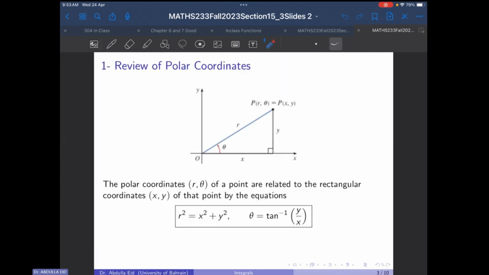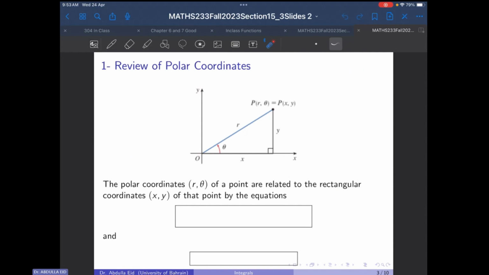Now, the equations that will be used are the same equations that we know. If we use the Pythagorean theorem, we get x squared plus y squared equals r squared. So if you know x and you know y, definitely you will know r by using this equation. Again, if you know y and x, you can use the tan inverse to get theta. So we can find the polar coordinate if we have x, y by substituting in those two equations. So this is a way to find the polar coordinate for a point given x and y.